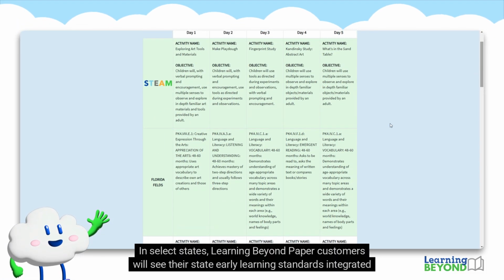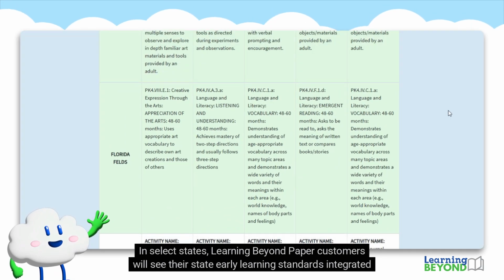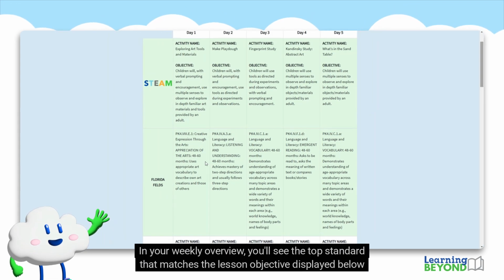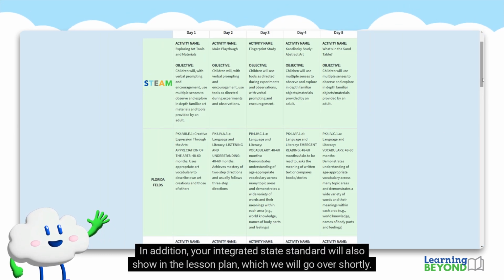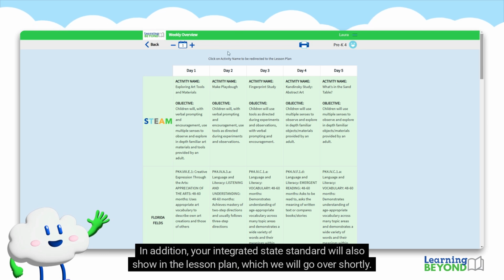In select states, Learning Beyond Paper customers will see their state early learning standards integrated into the platform. In your weekly overview, you'll see the top standard that matches the lesson objective displayed below the lesson. In addition, your integrated state standard will also show in the lesson plan, which we will go over shortly.